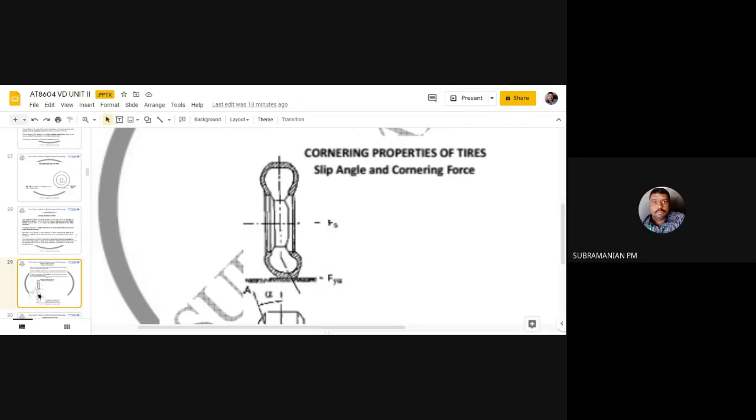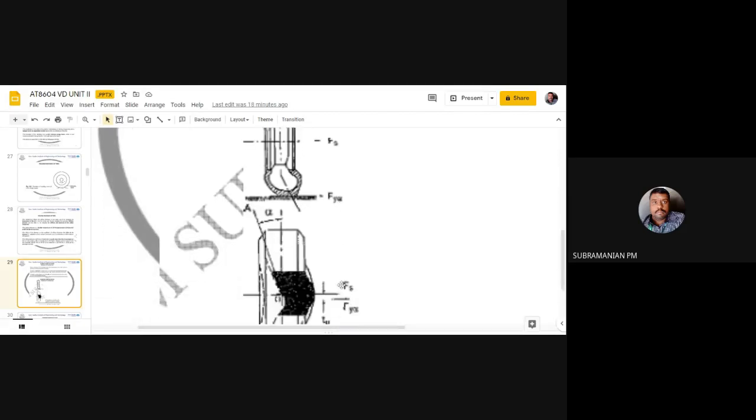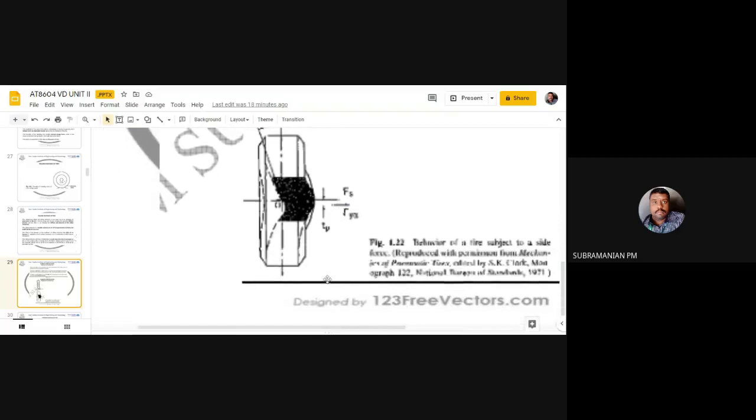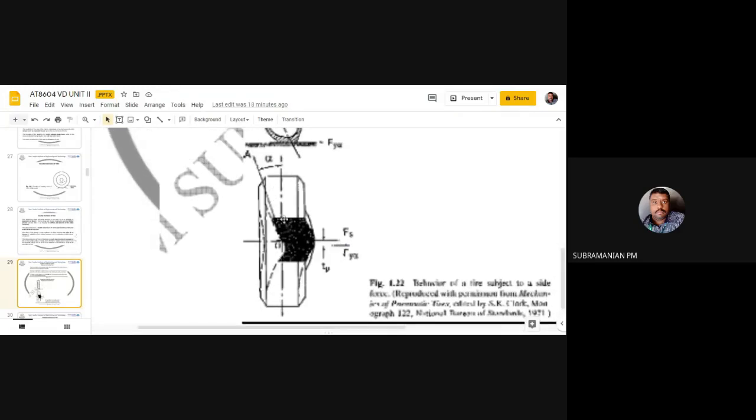Okay, so due to that property, I will be having a force to maintain the tire in the original position. For that force, we are using F suffix y alpha. So what happens now? Instead of moving in the straight ahead position, you can see the center line, the tire will be moving along a path OA. So it's getting deviated from that path.